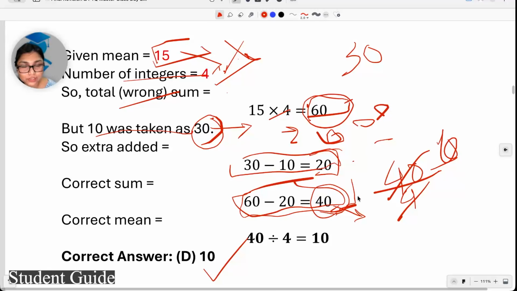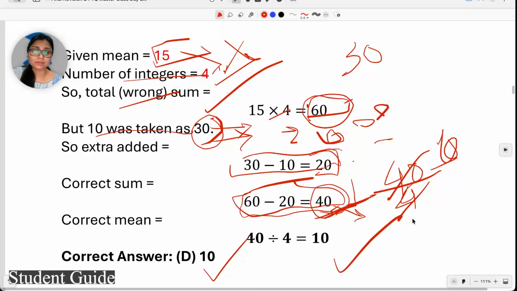This is a very easy question, comes in the PYQ. So you need to remember this, that whenever this type of question is there, you just go for the wrong sum, then you minus the wrongly taken number and add the correct number, then you get the correct sum, and from that correct sum you get the correct mean. Okay, so I hope you will remember this one.